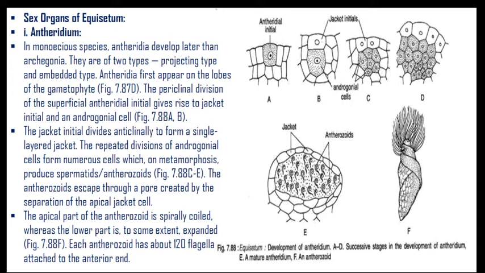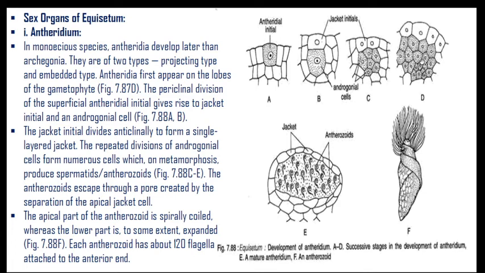At the time when we study antheridium development, it shows 4 successive stages. Stage A is the development of an antheridial initial cell. Then these antheridial initial cells divide again in a transverse plane. At that time it can develop into a jacket initial and the androgonial cell. This jacket initial again divides longitudinally to develop two jacket initials and 4 to 6 androgonial cells.